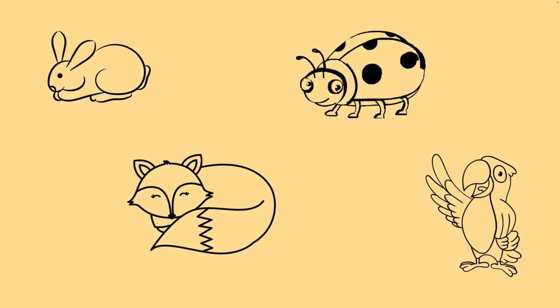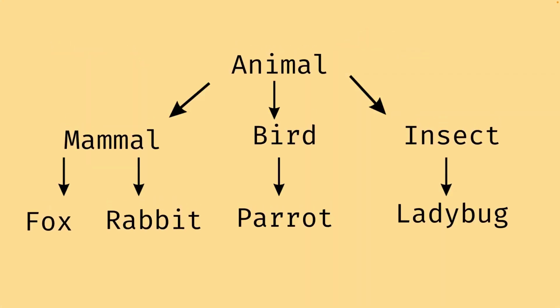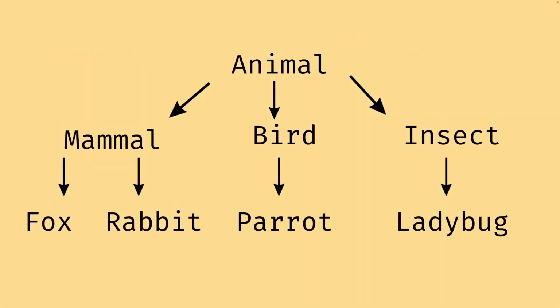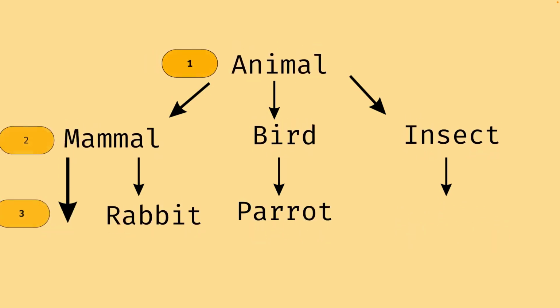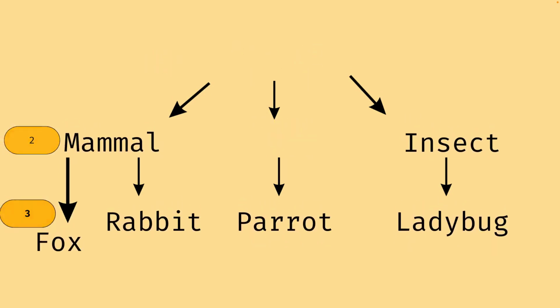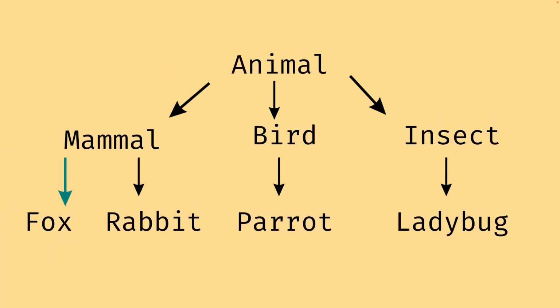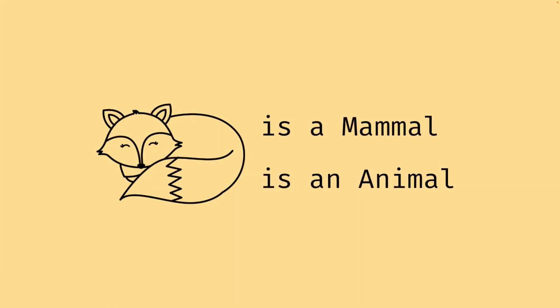Let's say that we have, for some reason, all these animals inside our application: a fox, a parrot, a rabbit, and a ladybug. And we have even more classes. We have the class animal, mammal, bird, insect, fox, rabbit, parrot, and ladybug. Let's say the diagram looks somewhat like this. There are 3 layers. Fox inherits from mammal directly, and mammal inherits from animal. So a fox is a mammal and a fox is an animal.